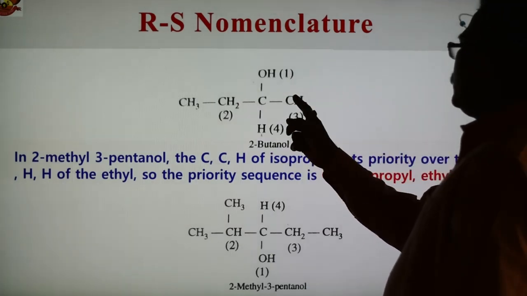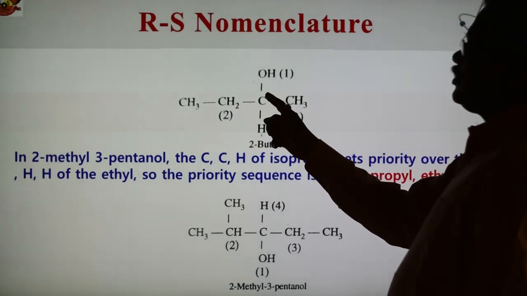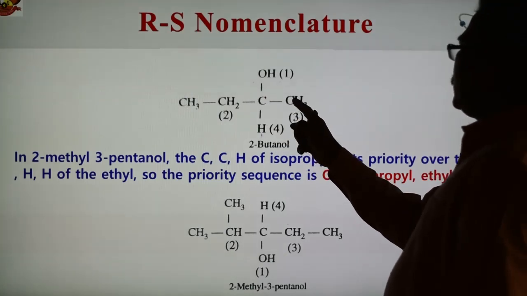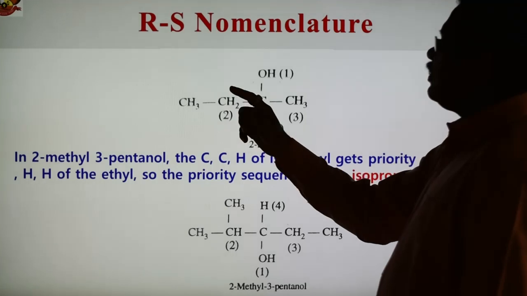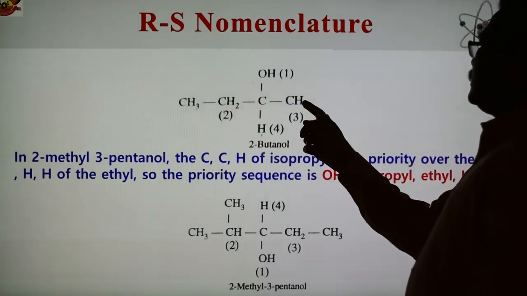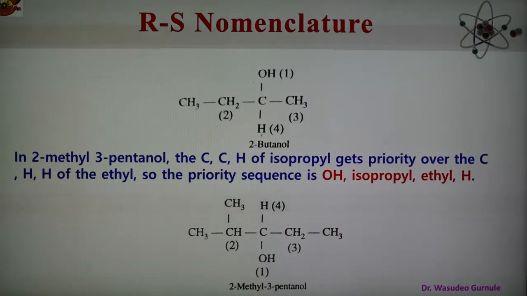Now the confusion is here, C and C are attached to this carbon. This carbon is attached to 3 hydrogen and this carbon is attached to 2 hydrogen and 1 carbon, therefore this is second and this is third. In this way we can determine the priority order according to sequence rule number 2.